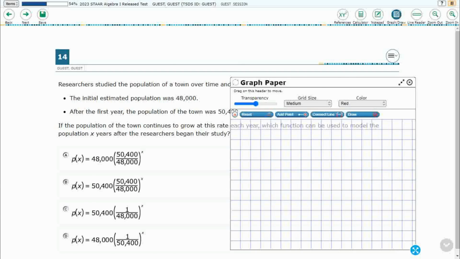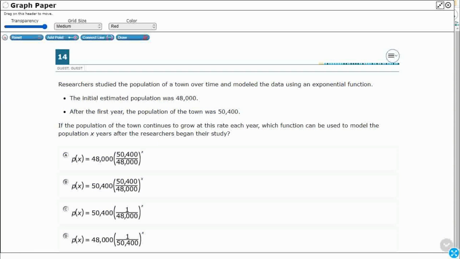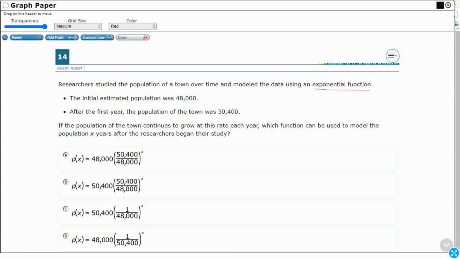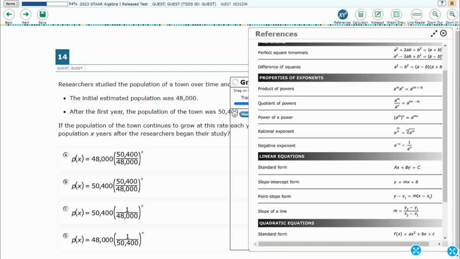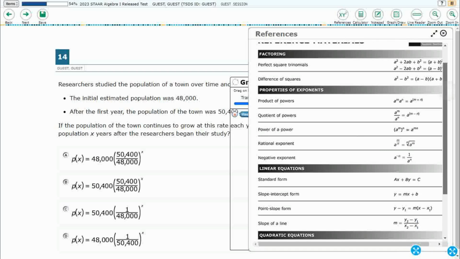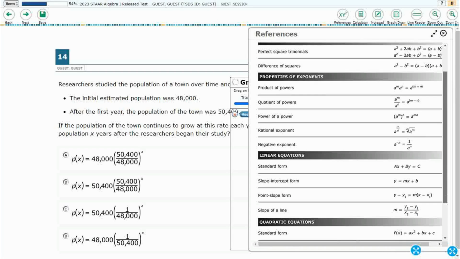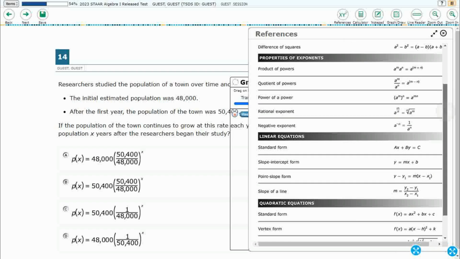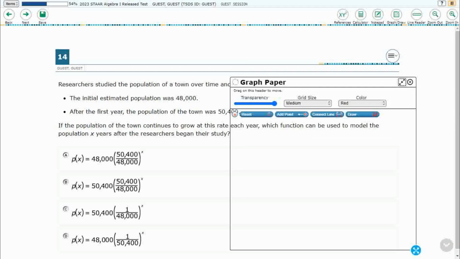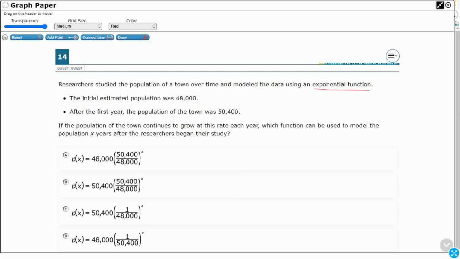All right, so looking at this problem here, they immediately call out the fact that it's an exponential function. Now, here's the interesting thing. If we're looking at our reference materials, we are going to find information for factoring, like trinomials, difference of squares, all kinds of properties of exponents, all kinds of linear equations and quadratic equations. We are not going to find anything for exponential functions. So we need to come into the STAAR test with that knowledge already in our back pocket, right?